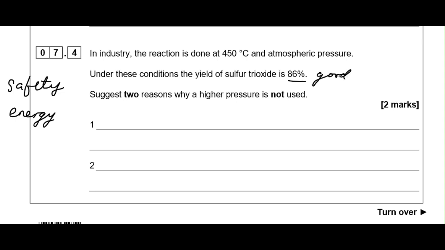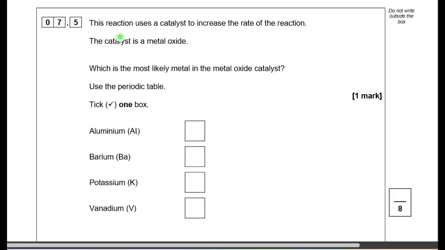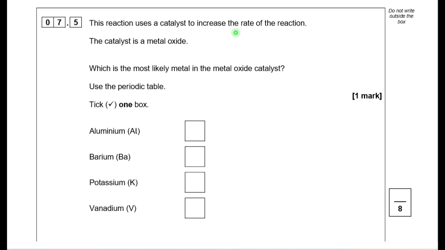In order to get 2 marks, we could have a list of 4 possible answers. Risk of explosion at higher pressure, cost of building stronger vessels, cost of additional energies not paid back, and the yield is already 86%. Any two for 2 marks. Over the page, 7.5. This reaction uses a catalyst to increase the rate of reaction. The catalyst is a metal oxide. Which is the most likely metal in the metal oxide catalyst? Use the periodic table and tick one box. So you've got a choice of 4: aluminium, barium, potassium, and vanadium.